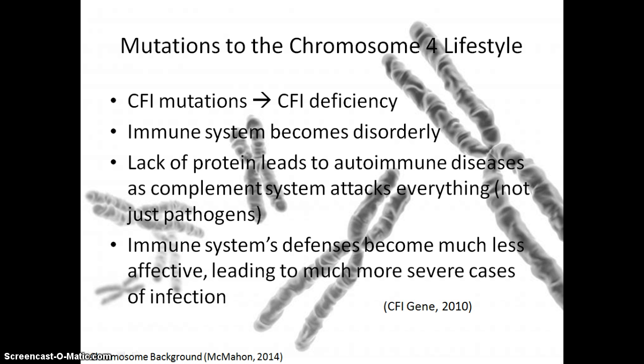Similarly, in CF1 mutations, there is a CF1 deficiency, which means that the immune system becomes disorderly, as lack of protein leads to autoimmune diseases, as the complement system attacks everything, not just bacterial and viral pathogens. Therefore, the immune system's defenses become much less effective, leading to much more severe cases of infection.